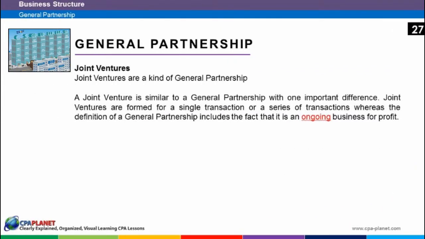A kind of general partnership is a joint venture. A joint venture is similar with one important difference. A joint venture is for a specific single transaction or project, or series of transactions.